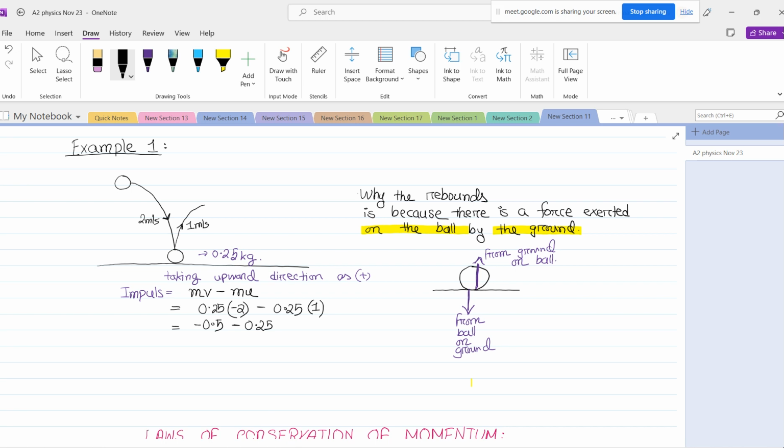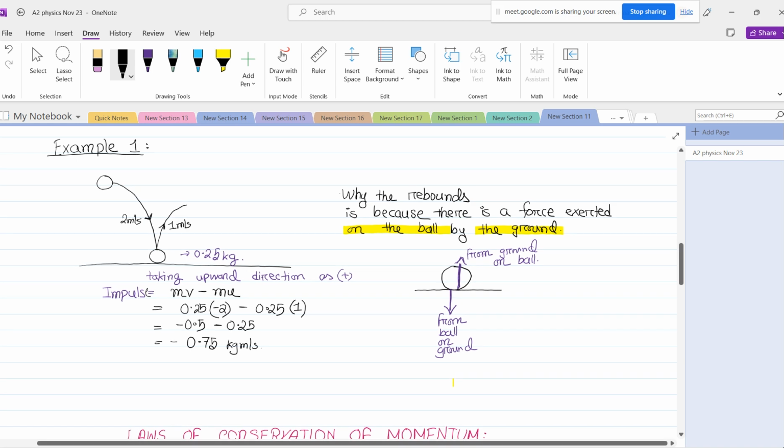Minus half minus 0.25, you get a value of negative 0.75 Newton, or kg meter per second, whatever unit you want to use. Now you have to use this equation for the next part, force into time, to calculate the value of the force exerted on the ball by the ground.